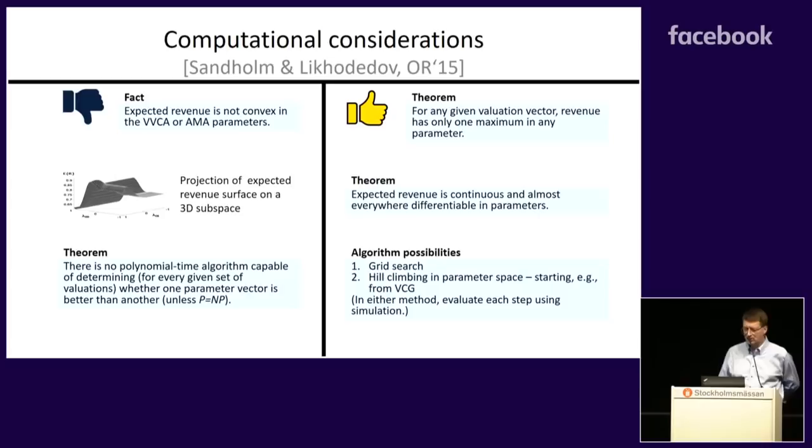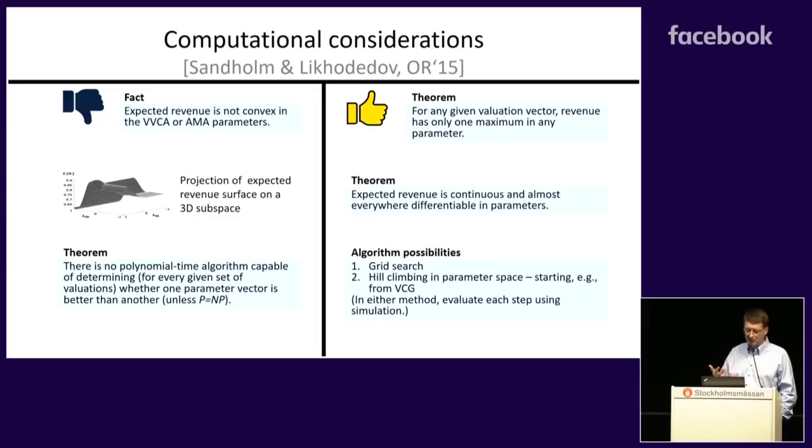All right, so now let's talk about computational considerations here. Downsides: expected revenue is not convex in the parameters. And there's no polynomial time algorithm capable of determining, for a given set of valuations, whether one parameter vector is better than another, unless P equals NP. On the positive side, for any given valuation vector, the revenue has only one maximum in any parameter, and the expected revenue is continuous and almost everywhere differentiable.